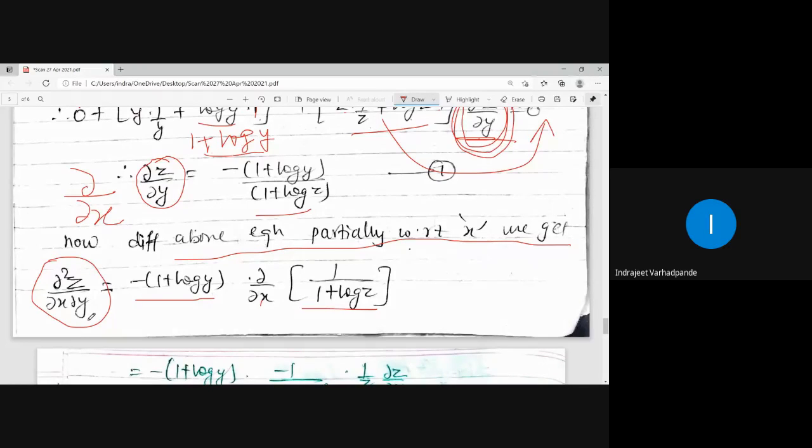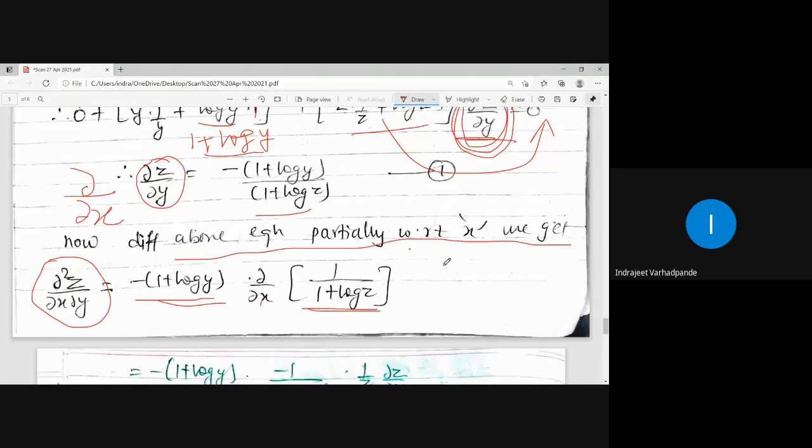Is it okay? Is this fine? So del 2 z by del x del y equals minus of 1 plus log y outside, because it is to be treated as constant, del by del x of 1 upon 1 plus log z, because z is a differentiable function of x. Clear up to this?